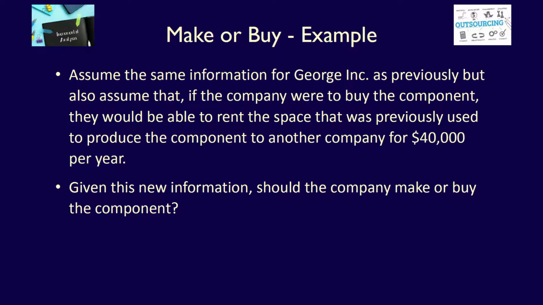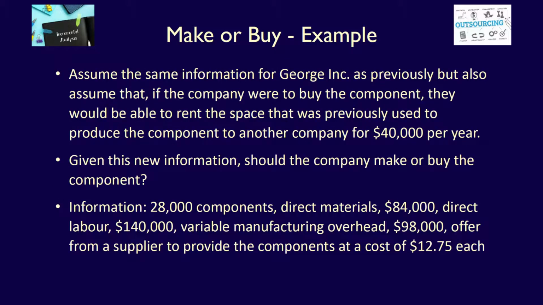as previously noted, but let's also assume that if the company were to buy the component, they would be able to rent the space that was previously used to produce the component to an outside company for $40,000 per year. Given this new information, should the company make or buy the component? Our previous information would still hold: 28,000 components, direct materials of $84,000, direct labor of $140,000, variable manufacturing overhead $98,000, and an offer from a supplier to provide the components at a cost of $12.75 each.